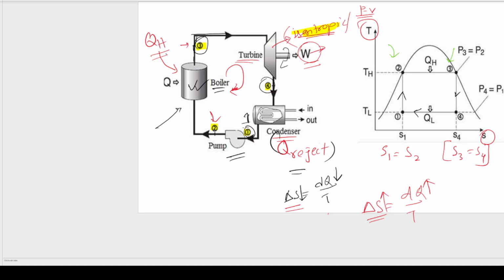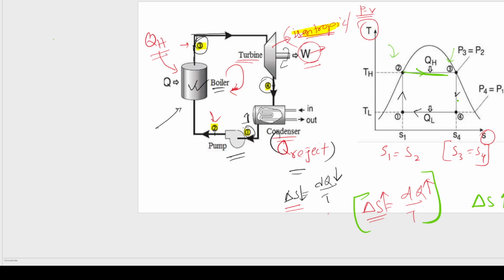From point 2 to 3 we are using a boiler, right? As we are using a boiler, the amount of heat is going to increase. Take a look at this equation. This is the equation for the change in entropy. So dq will increase because we are adding some heat, and as dq increases, delta S is definitely going to increase. So in this case we will see this line. From 2 to 3 the entropy will increase because we are adding heat, because entropy is the measurement of the randomness of a system. As we add heat into the system, the randomness is definitely going to increase.